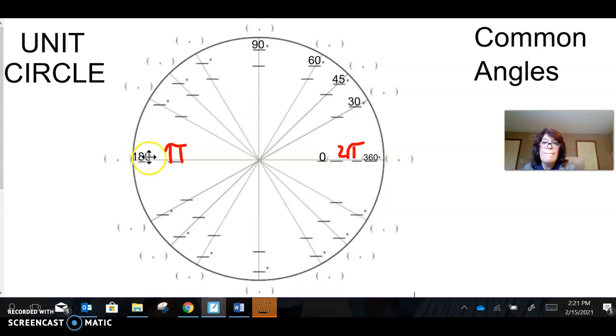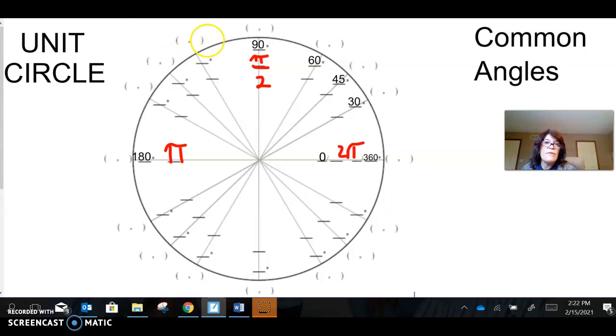If 2 pi is the whole way around, pi is halfway around. Half of halfway around would be pi over 2, or 90 degrees. So 90 degrees is the same as pi over 2 radians. Some people think of it as half pi.